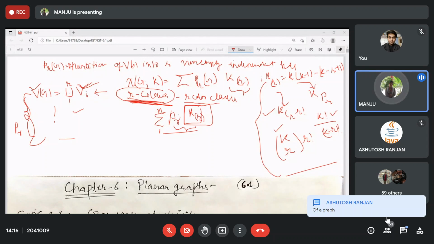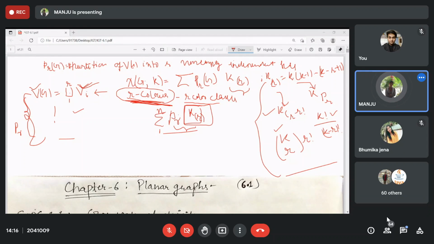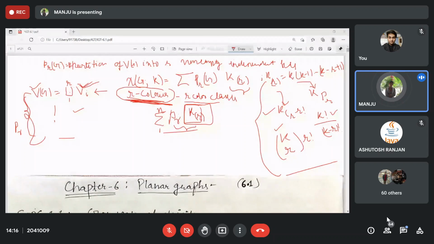Yes, in this way, we can analyze the coloring of a graph. Yes, that's what we are doing here, right? In general, we can analyze this, and this is the generalization of that only.